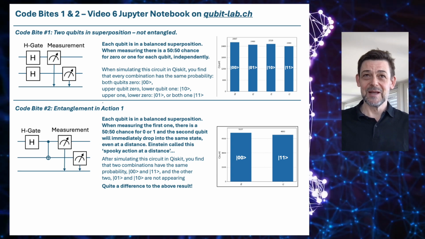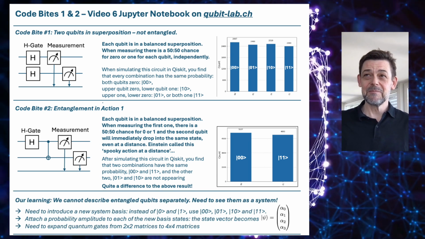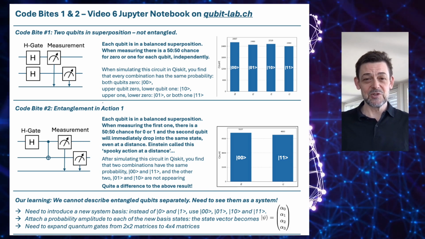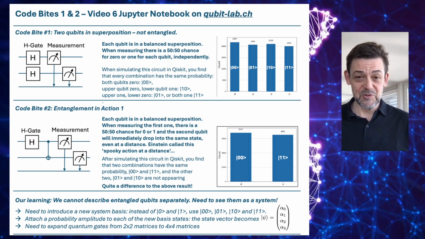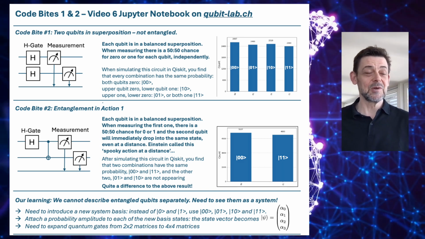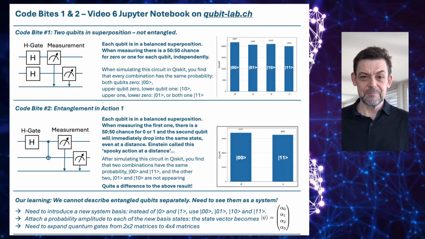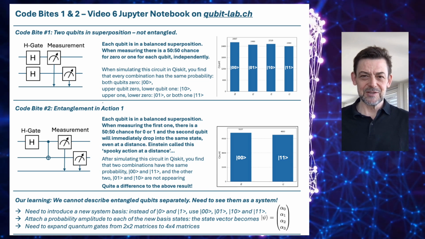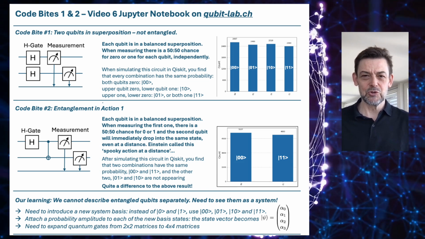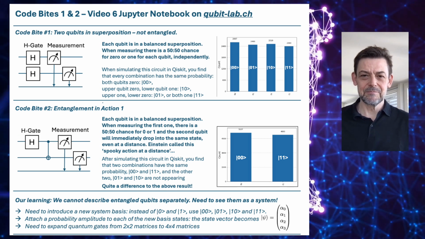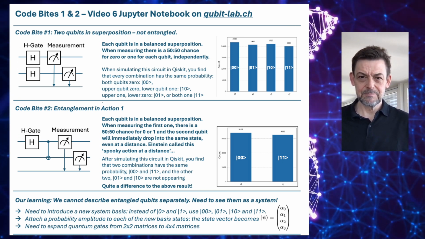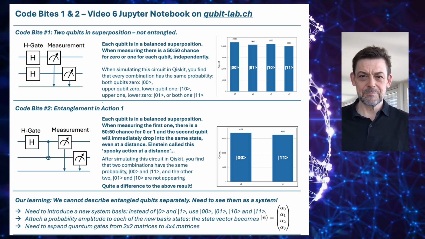So what do we learn from that? It is not meaningful to investigate a single qubit's state vector if it is entangled with another one. A single qubit state vector cannot encode entanglement with another qubit. We must see the entangled qubits as a system, so we introduce a new basis of 4 possible system states. 0,0, 0,1, 1,0, and 1,1.